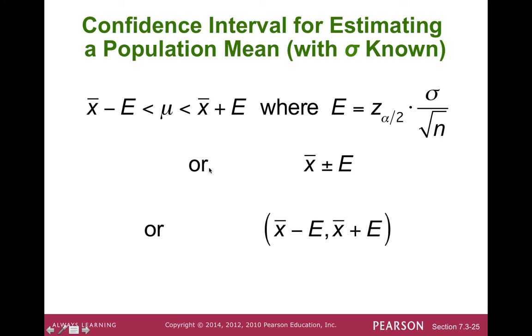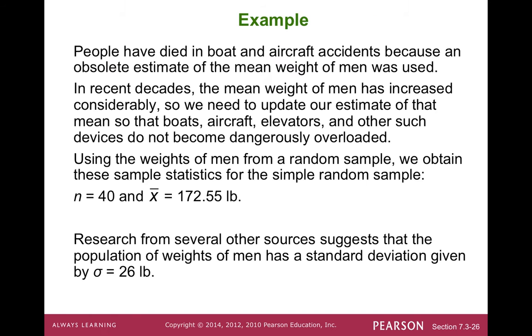And this can also be broken down as x plus or minus e, or x bar minus e, comma, x bar plus e. So it's the same process as what we saw before, nothing different. It's just sometimes they like to play around with the notation a little bit. Okay, so here's an example for this.